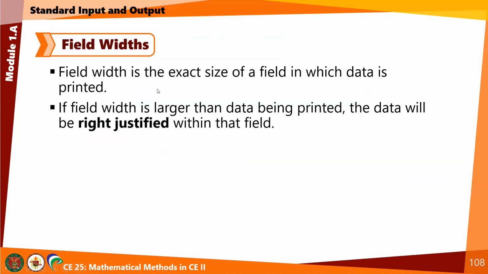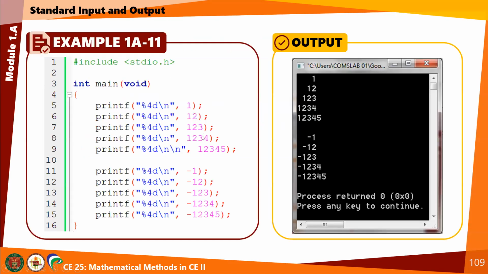Field widths. Field widths is the exact size of a field in which the data is printed. If the field width is larger than the data being printed, the data will be right justified within that field. Okay, how?